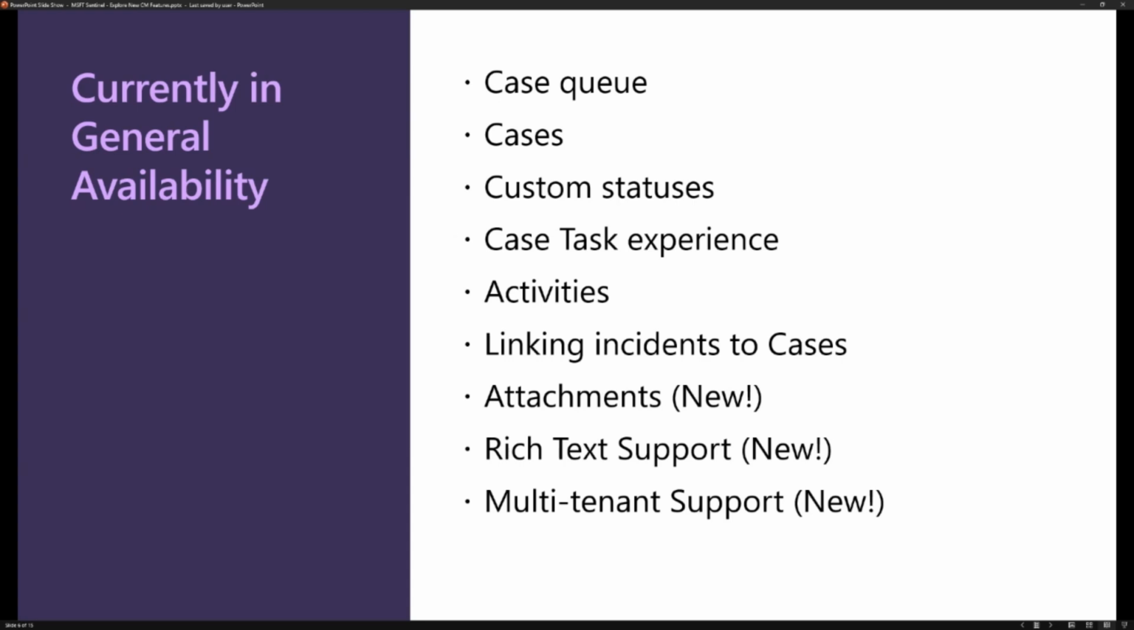So today, what's currently in general availability status? We've got the case queue, cases themselves, custom statuses, case tasks, activities, linking incidents to cases, and then with today, we have attachments, rich text support, and multi-tenant support, all within GA, which are brand new.